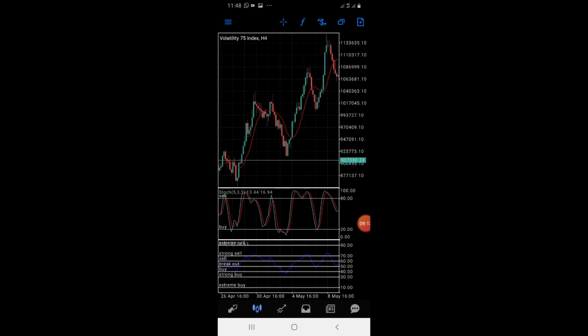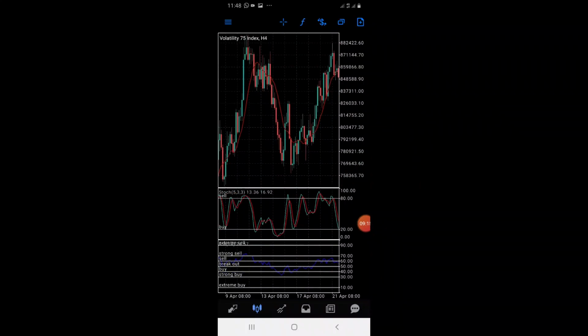Okay, let's look for another example. Same situation here. The letter W is formed. The moment it crosses here, you're entering into a buy. And remember, this is the 4-hour time frame, and you went all the way up.